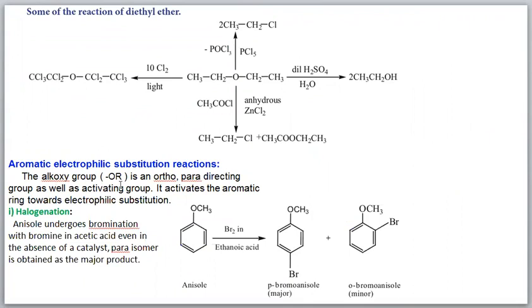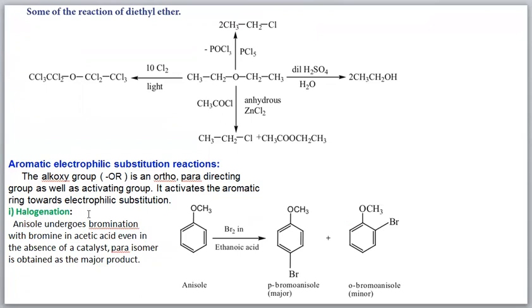The alkoxy group OR is an ortho-para directing group as well as an activating group. It activates the aromatic ring towards electrophilic substitution. So the alkoxy group is an activating group and ortho-para directing. Okay, now let us study the reactions one by one.